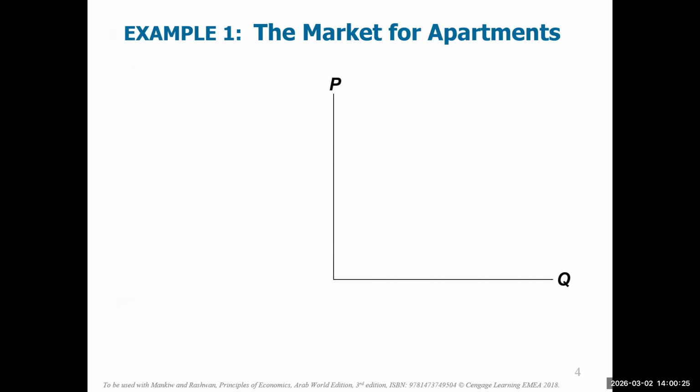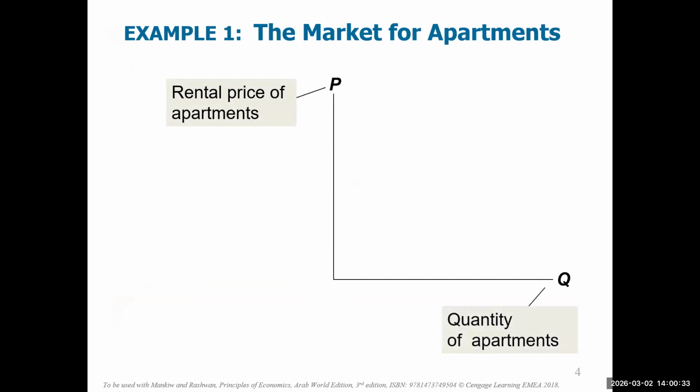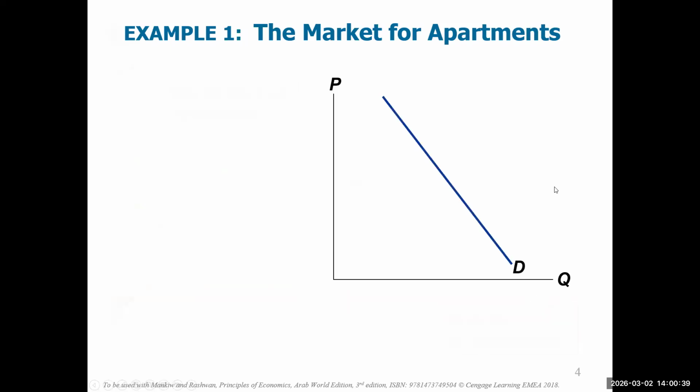Now look at the market for apartments. Let's think about Ajman here. So this is the rental price of the apartment. That will be the rent that you pay, let's say, every month. And this is how many apartments are available in Ajman, let's say. Now, this is the demand. Demand is by the people, people moving from Dubai and people moving from Sharjah, moving into Ajman, so they cause the demand. Supply is the owners of those apartments.